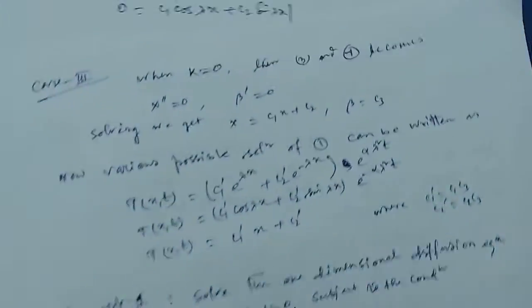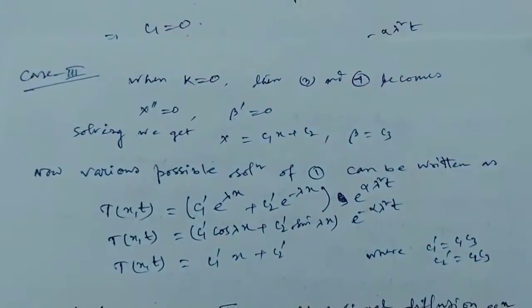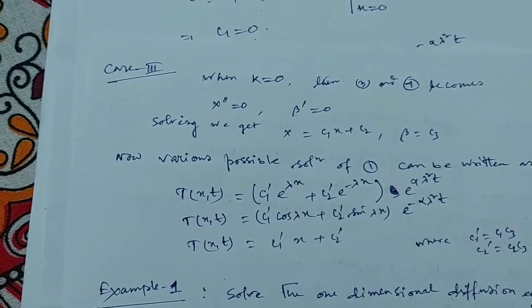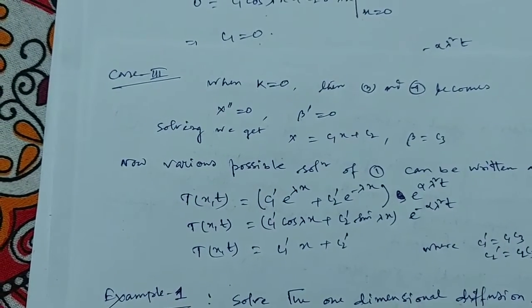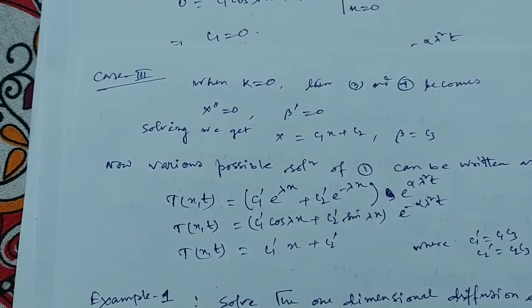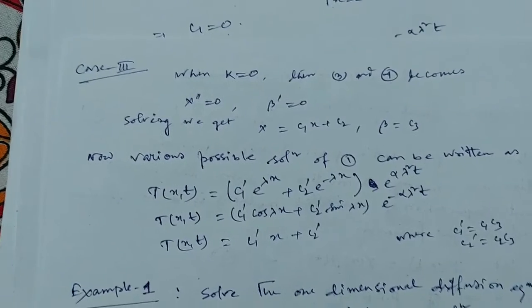Case 3, we take k is equal to 0. So putting k equal to 0 in equations 3 and 4, we get X double dash is equal to 0 and beta dash is equal to 0. So solving X double dash and beta dash, we get X is equal to c1 x plus c2, and beta is a constant c3.